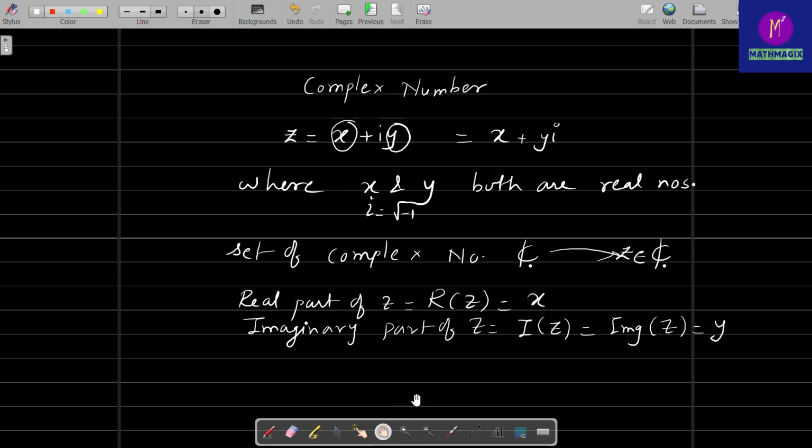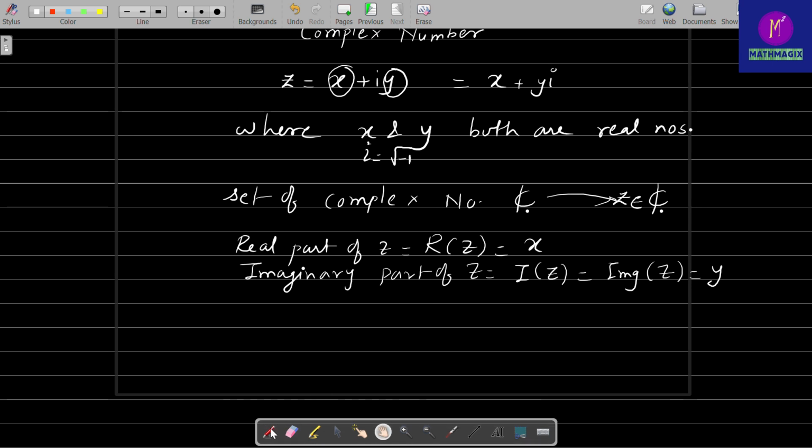The next thing we will see is what will happen with the number if I take the imaginary part 0 or the real part 0. If y is equal to 0 in our complex number z equals x plus iy, then z is equal to x. That means z is nothing but a real number. So whenever y is 0, or the imaginary part is 0, z is as good as a real number.